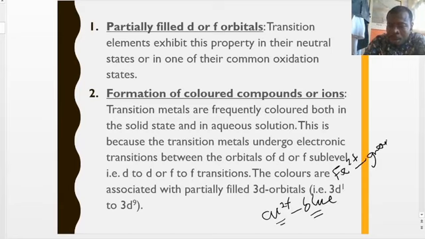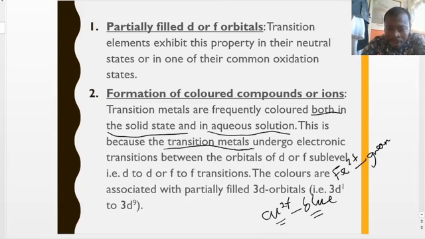So why do we have all these colors exhibited by these transition metals? It is simply because of the transition of electrons from one orbital to another. Transition elements are frequently colored both in their solid state and in the aqueous solution. This is because the transition metals undergo electronic transition between the orbitals of the d or the f suborbitals. So there is what we call the d to d transition and the f to f transition.